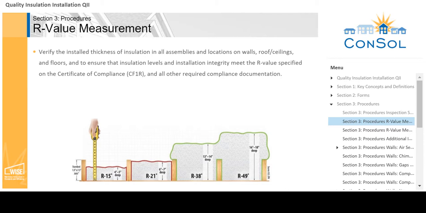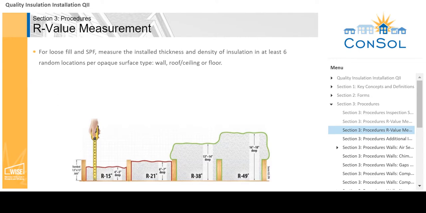The R value of all insulation will need to be verified either by the markings for batt and blanket insulation or by the thickness of loose fill and SPF insulation to ensure that it meets the values listed on the Certificate of Compliance. All insulation must be installed per the manufacturer's specifications to achieve the listed R value.